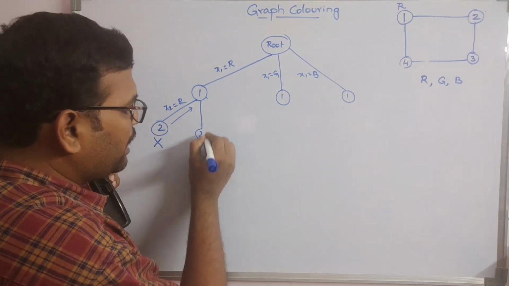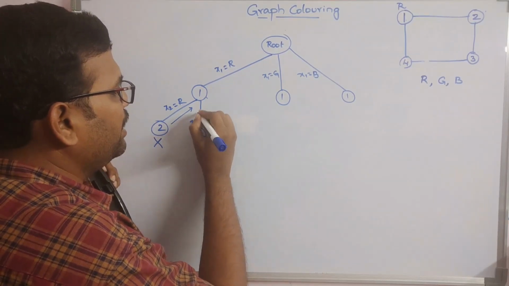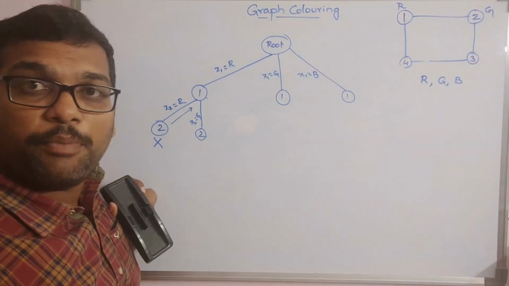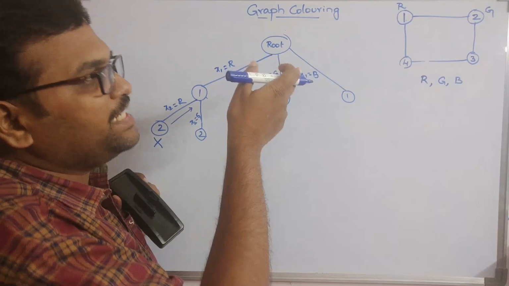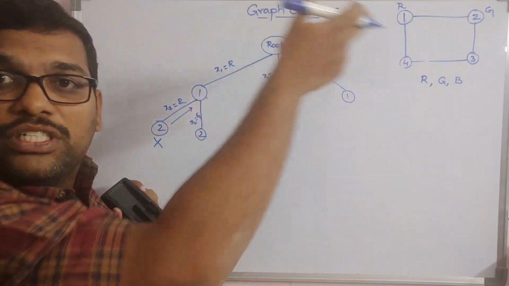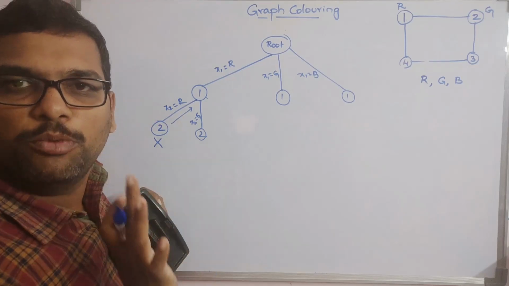So there is one more alternative, that x2 can be green, red and green. Is it possible? Yes. So 2 is adjacent to 1 and 1 is filled with R. So 2 is not filled with R, 2 is filled with green. So this is a possible way.